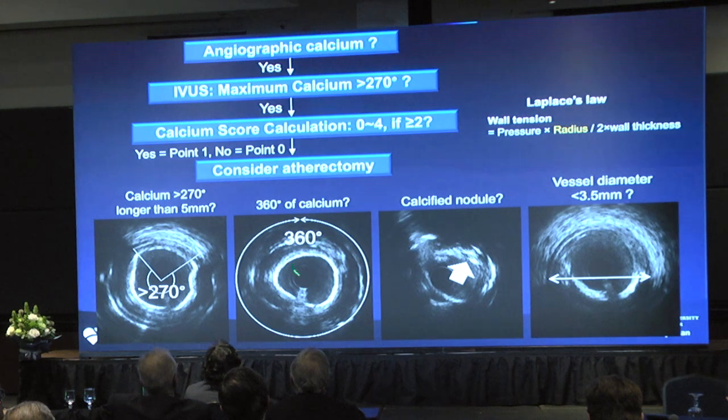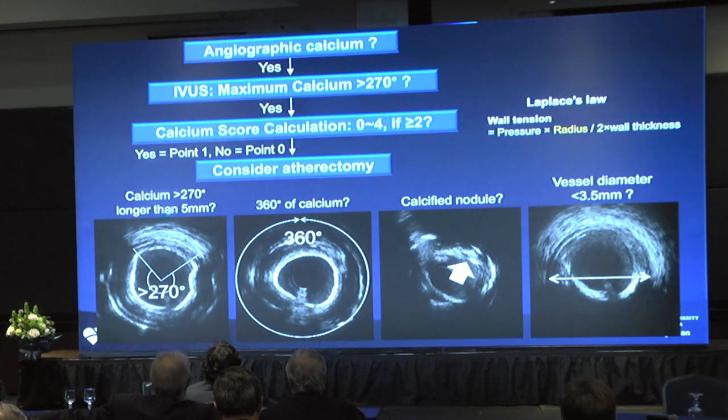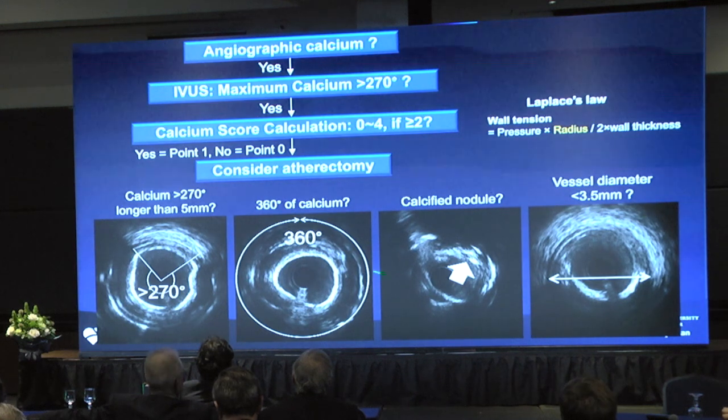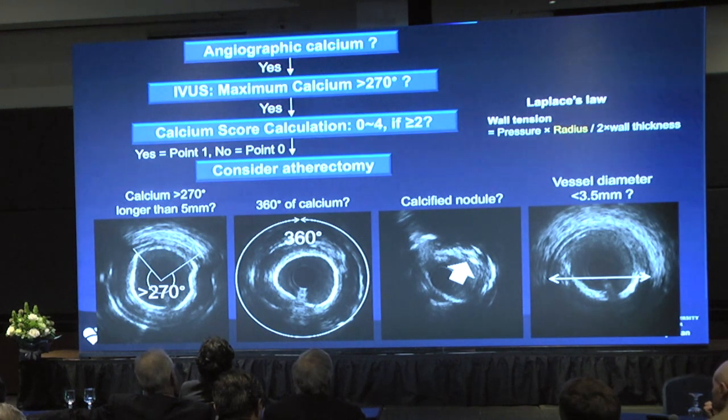Number one, 360 degrees of calcium. This is very different compared to 330. If you have any segment which doesn't have calcium, you can make a good dissection without fracture, so detection of the 360 is very important. Next, big, long calcium, meaning a large amount of calcium volume. The third is calcified nodule, which is really a chunk of calcium, and this also has a poor outcome. And finally, we include vessel size less than 3.5.